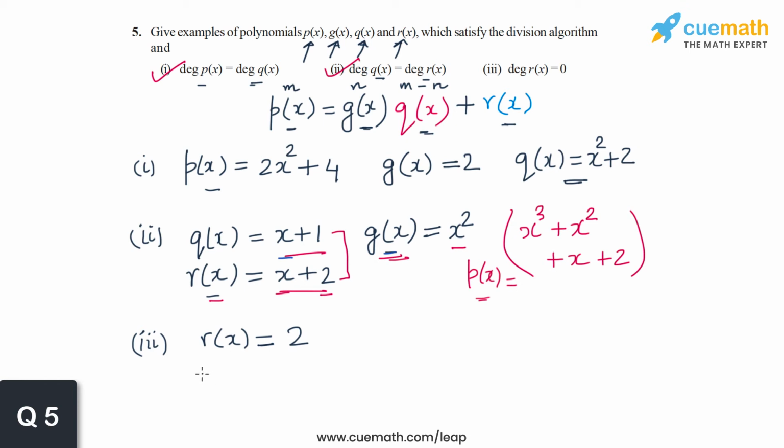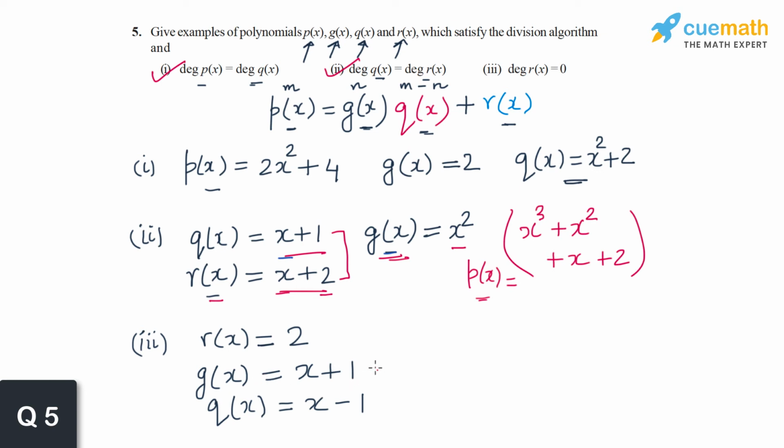And then let's assume that the divisor is a linear polynomial x plus 1, and let's assume the quotient to be some other linear polynomial, let's say x minus 1. So the dividend will be g(x) into q(x), so that's x plus 1 into x minus 1, which is x square minus 1, plus R(x), plus 2. So p(x) will be equal to x square minus 1 plus 2, which is x square plus 1. So this is an example.